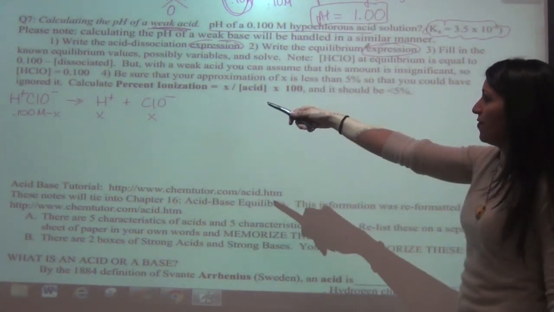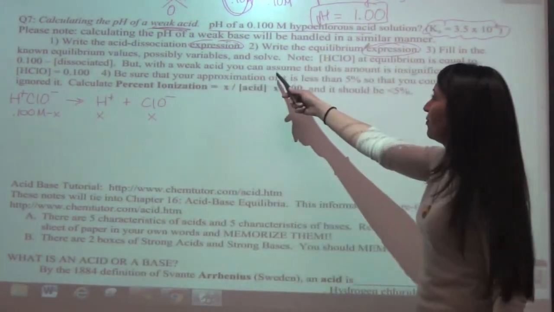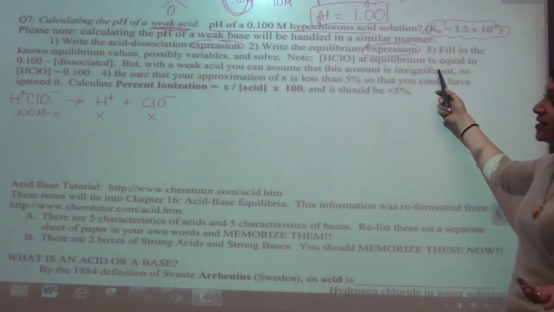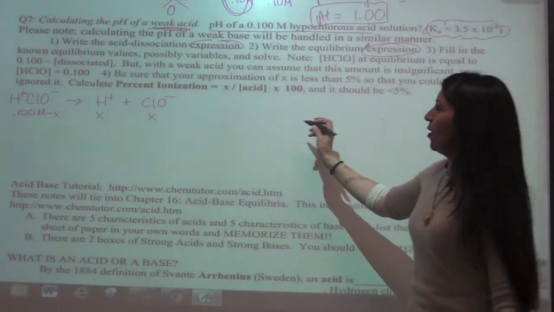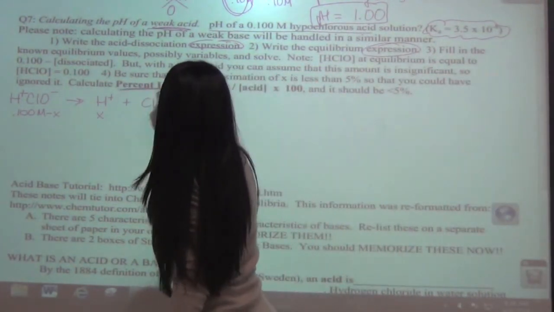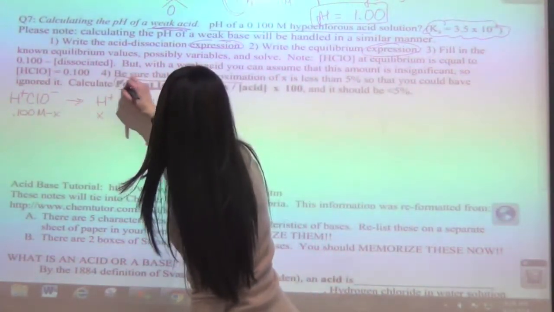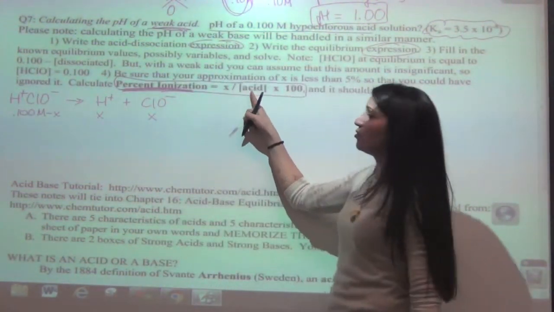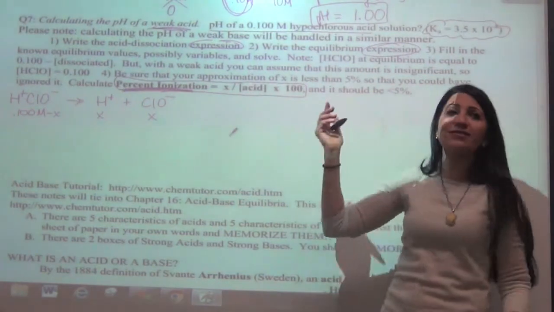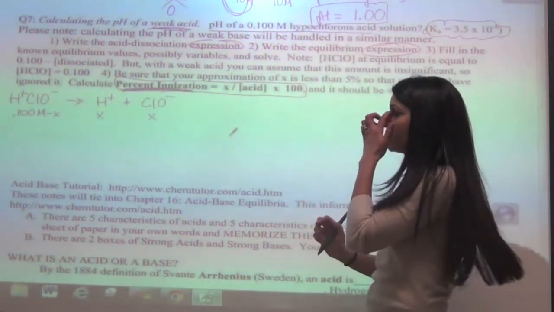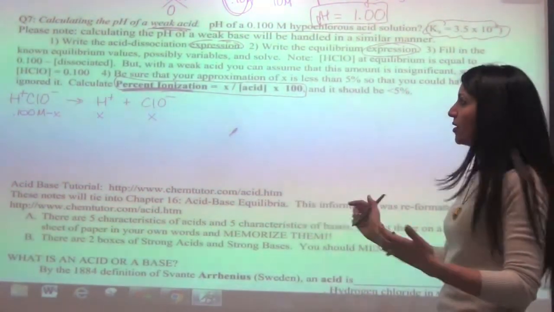And so we know that it's 0.100 minus x, just like we said, but it should be insignificant. We're going to check it. So the equation for percent ionization, we're going to do in just a little bit. Okay, so we're going to come back to this, but it's very simple. You take your x and you divide it by the original concentration of the acid and you multiply it by 100. So I'm going to show you that in just a second here. We have to calculate it first, okay?